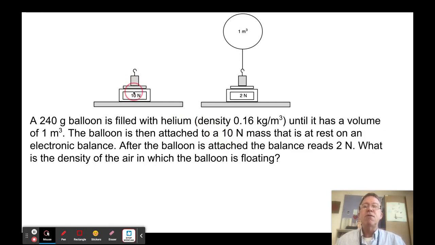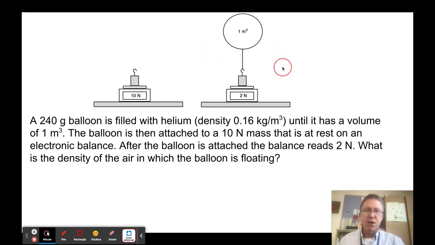So I see that the normal force acting up on this right now is 10 newtons. It says 10 newtons of mass. That's not very well phrased, okay? And it's at rest on this electronic balance. But now I hook the balloon to it, and when I do, this reading goes from 10 to 2. And what I want to know is, what is the density of the air in which this balloon is floating?